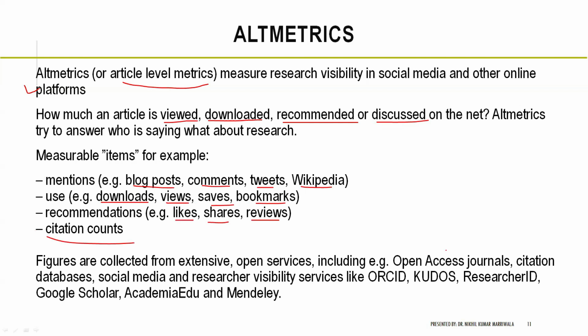So what websites are involved in this? You know all these terms, but yet again, I'm trying to give you those things. Open access journals, the citation databases, social media, and researcher visibility service providers like ORCID, Kudos, Researcher ID, Google Scholar, Academia.edu, Mendeley, and there are a few more, right? There can be more things added to this. So I'll start with Google Scholar first.